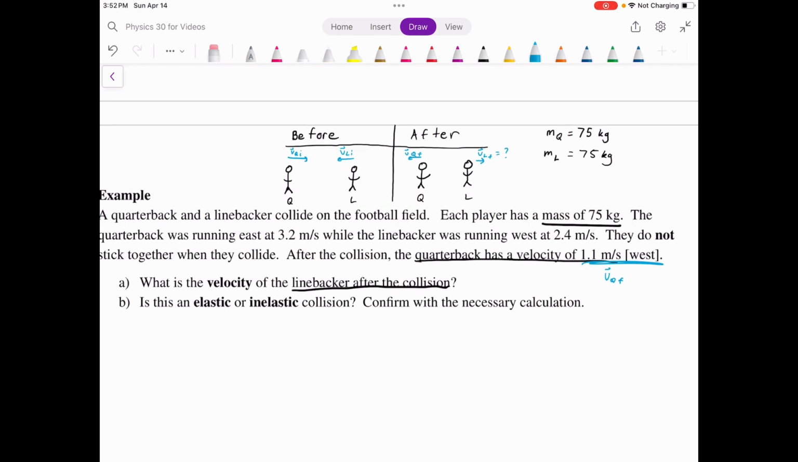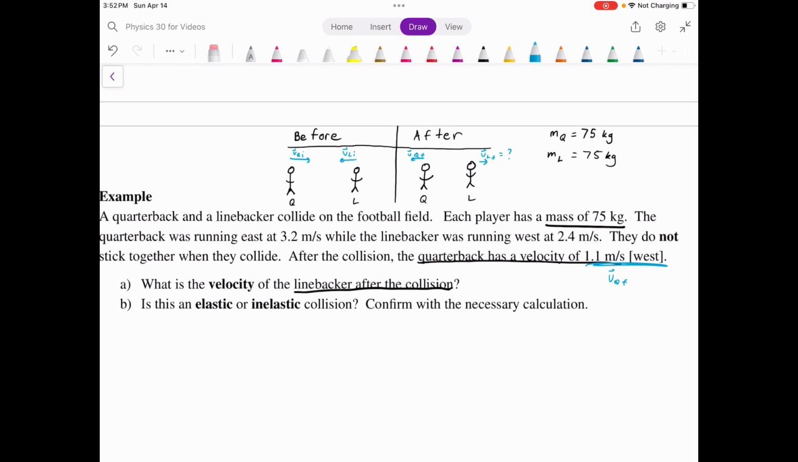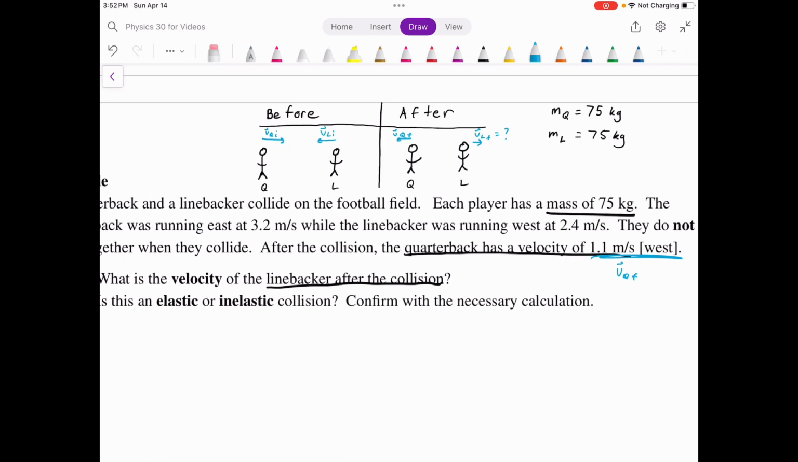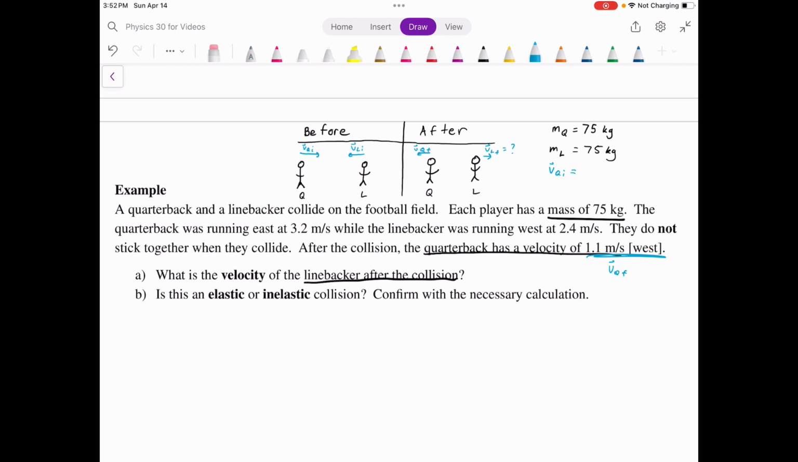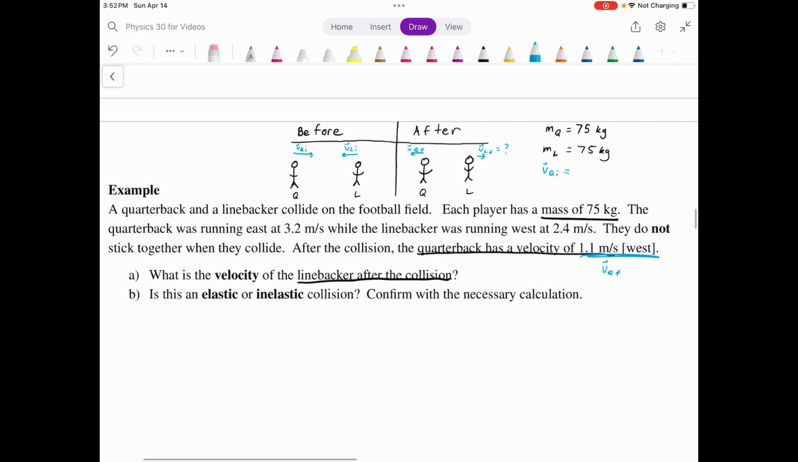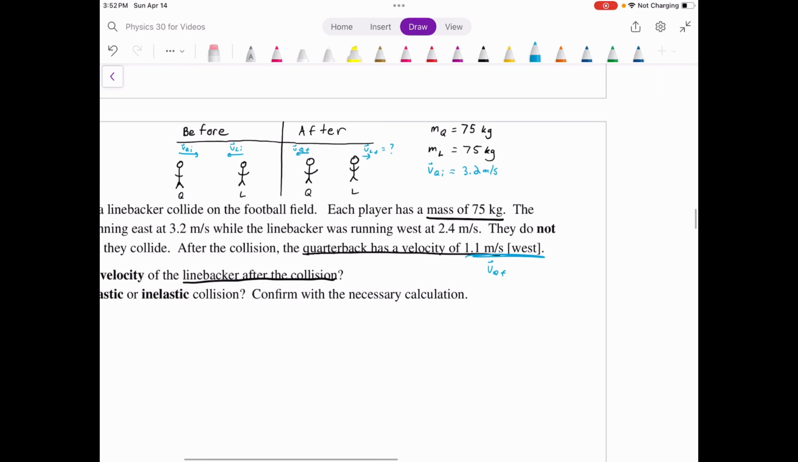Now, two objects before, they don't stick together, so still two separate objects after. That means we essentially have 4 total momenta to think about, right? 2 momentums before, 2 momentums after, and therefore 2 velocities before, 2 velocities after. So let's go ahead and say, okay, the velocity of the quarterback initial. We know that. That is 3.2 meters per second to the east. I'm going to go ahead and call east positive and west negative.